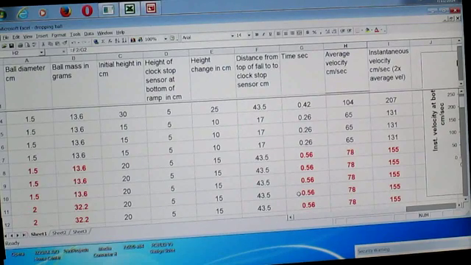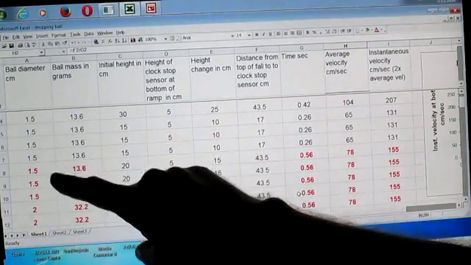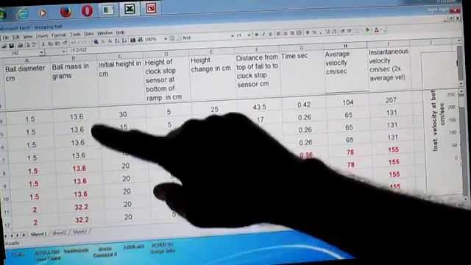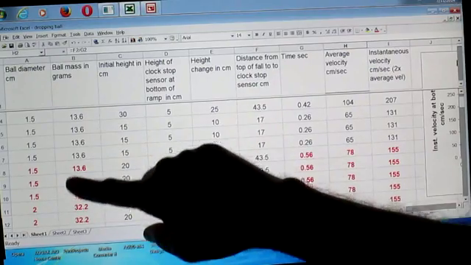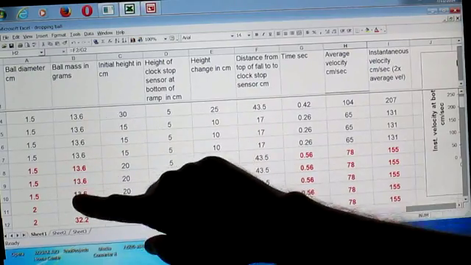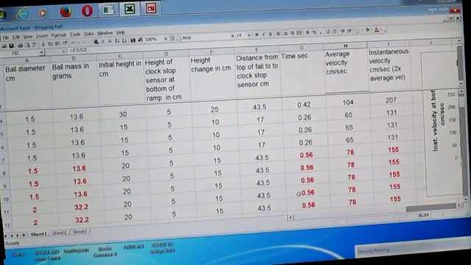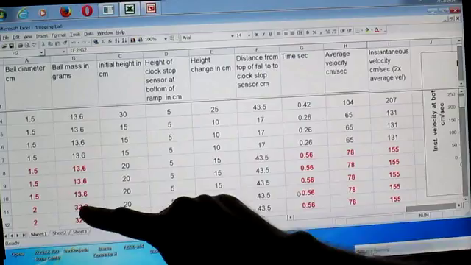What we're going to do is analyze the data. And I've put all of these numbers that we measured in the spreadsheet. In the first case, the ball diameter was 1.5 centimeters, which we measured. And I calculated the ball mass. You don't have to know how to do this, but it's basically just the volume of the ball times its density. And the density is about 8 grams per cubic centimeter. So that's the mass of the ball.